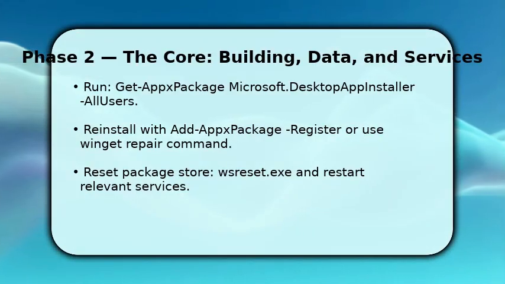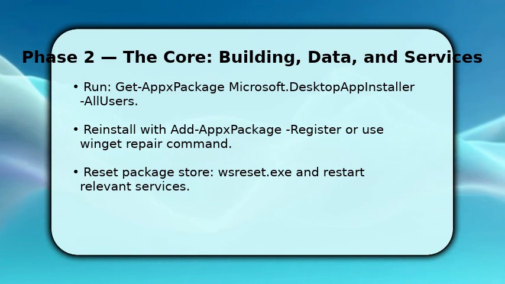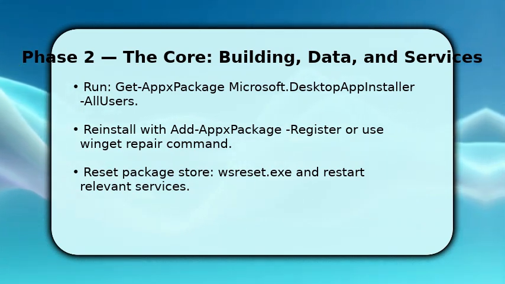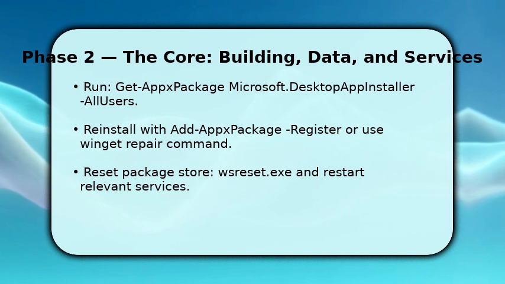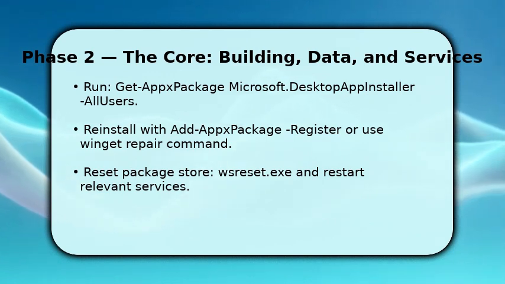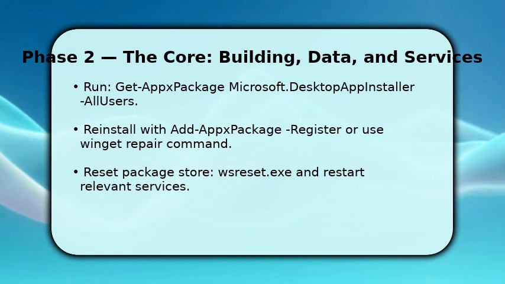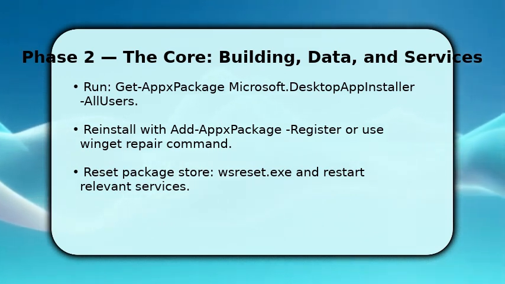Now you repair the core components. First run Get-AppxPackage Microsoft.DesktopAppInstaller -AllUsers to inspect the package state. If damaged, use Add-AppxPackage -Register with the path to AppxManifest.xml, or run winget repair when available. This reinstalls and re-registers the manifest so the client can run.